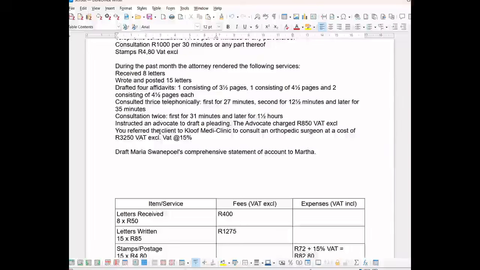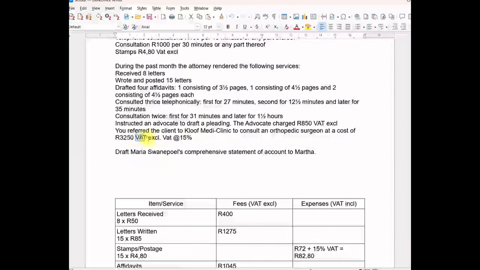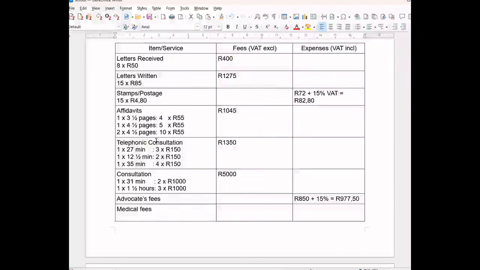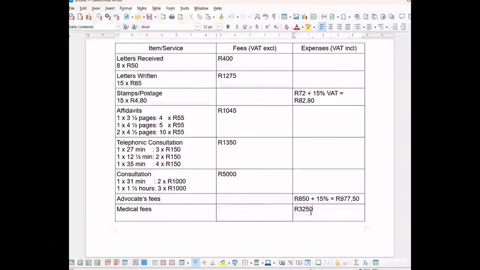How much were the medical fees? So the medical fees are 3,250 Rand excluding VAT. Okay, so 3,250. And now remember, this is an expense. It's not a fee we're charging. So that's going to come in the right-hand side column. So 3,250 Rand.